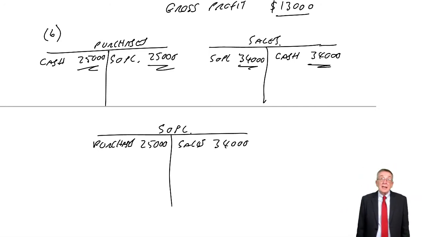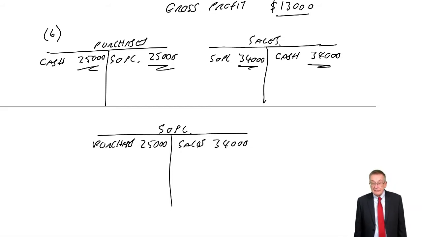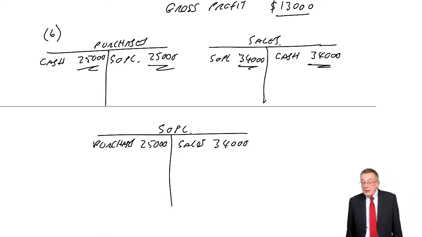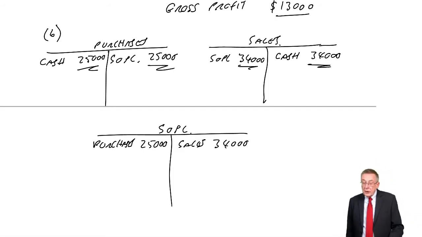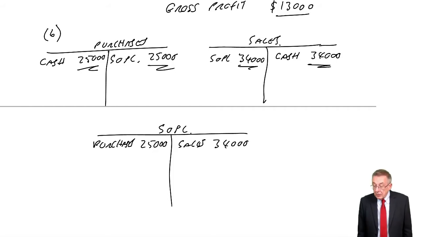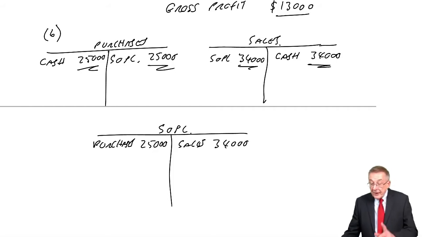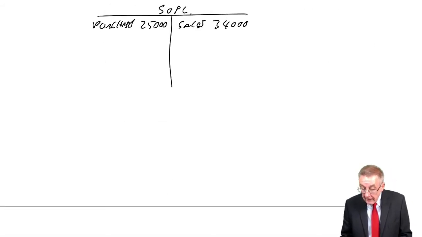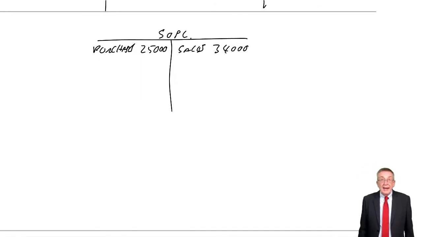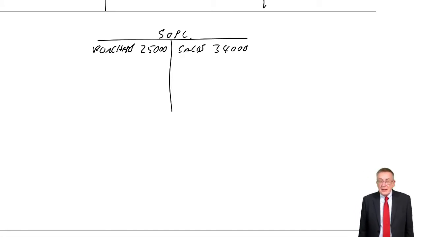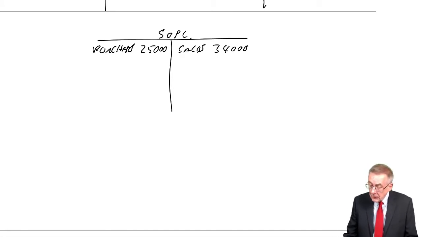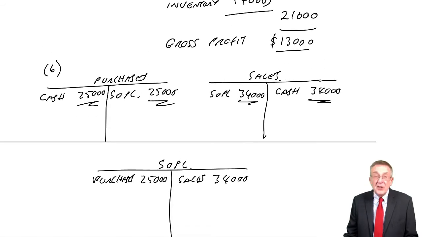$25,000. The purchases account, zero balance, ready to list next year's purchases. So that's exactly what we did last time, what we did in the earlier chapter. But of course, we've now got a problem. And in fact, two problems. One problem is that if we were to stop there, there's a balance on statement of profit or loss of 9,000. And of course, the profit isn't 9,000 at all. The profit is 13,000.